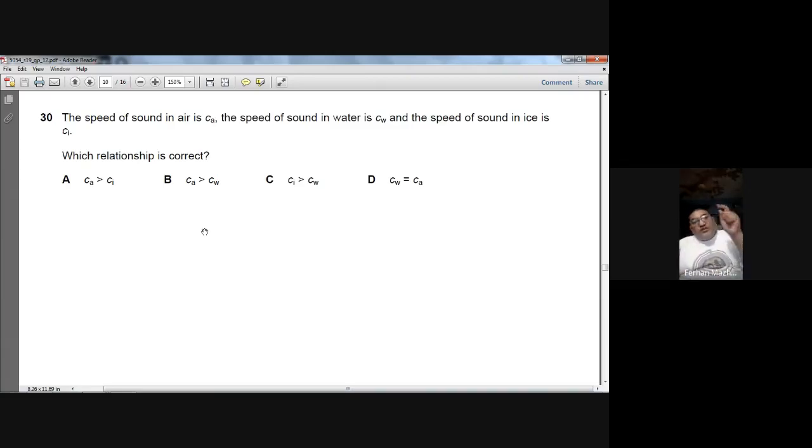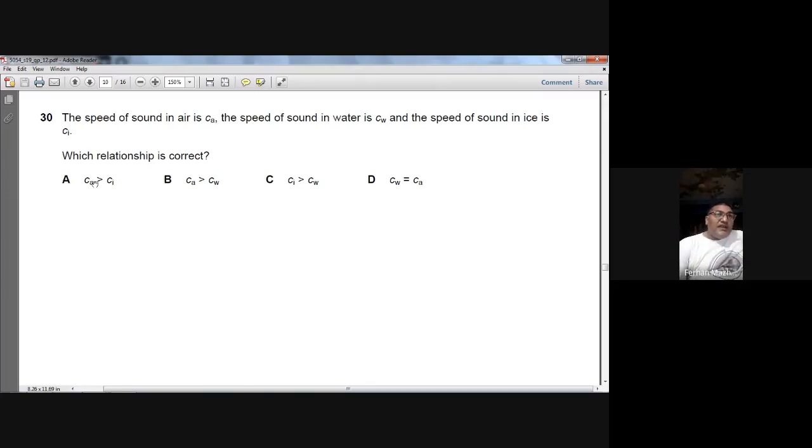The speed moves fastest in the solid, slower in liquid, and the sound travels slowest in the air. In solid, it will be fastest. In liquid, it will be slower. And in the gas, it will be slowest. So what is the right option given here?